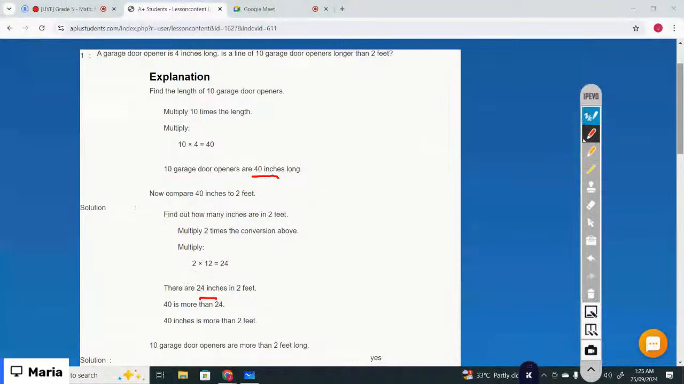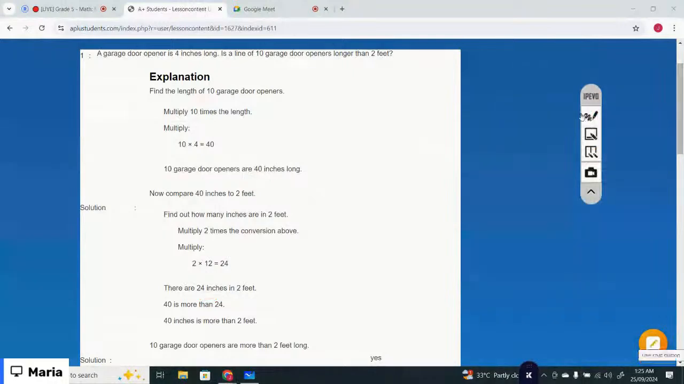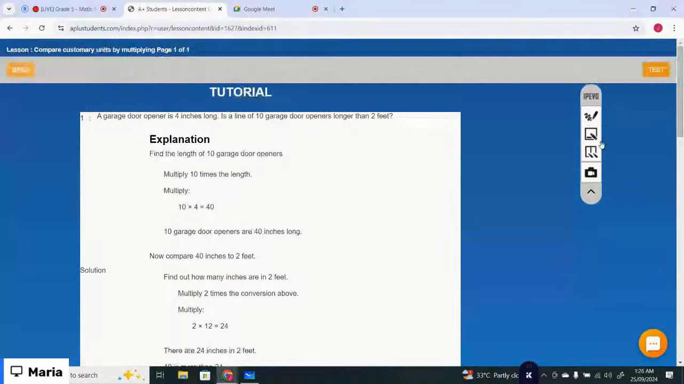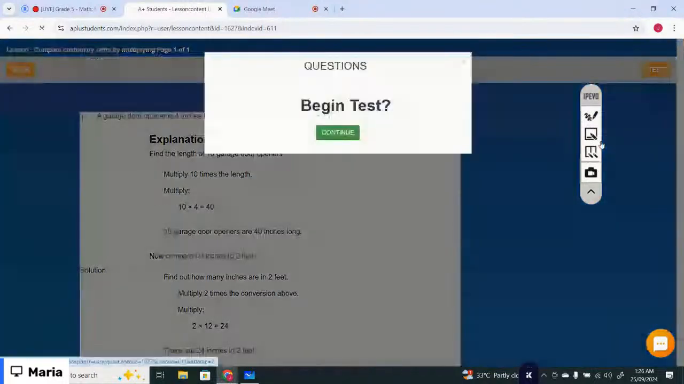Got it? Okay, let's just start with the test questions. Here you have the live chat button. If you need help with any of the lesson, you can simply click on the live chat button. Tutors are available there to help you. Let's just start with the test questions, then you can easily understand that one already solved.